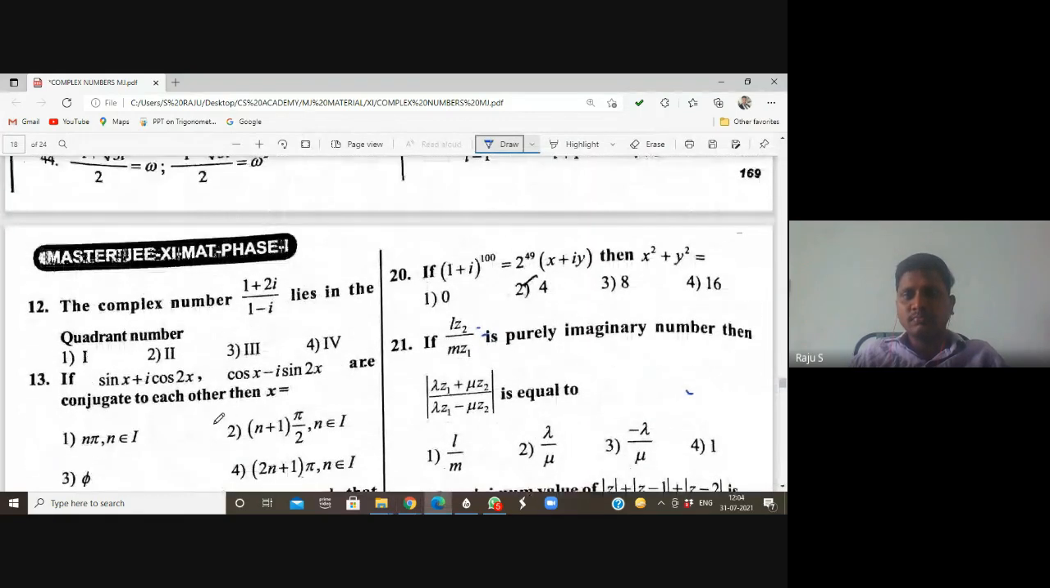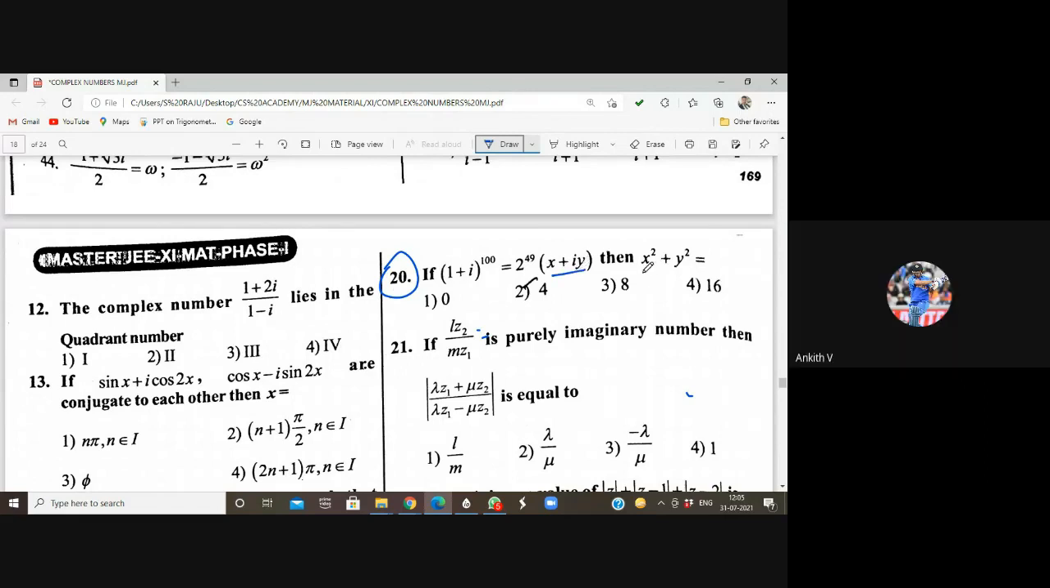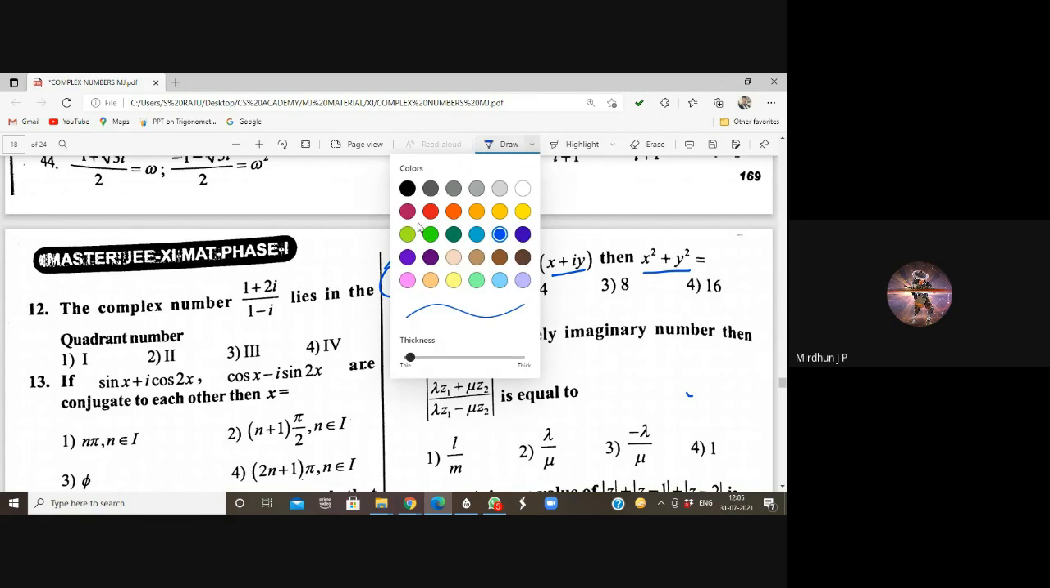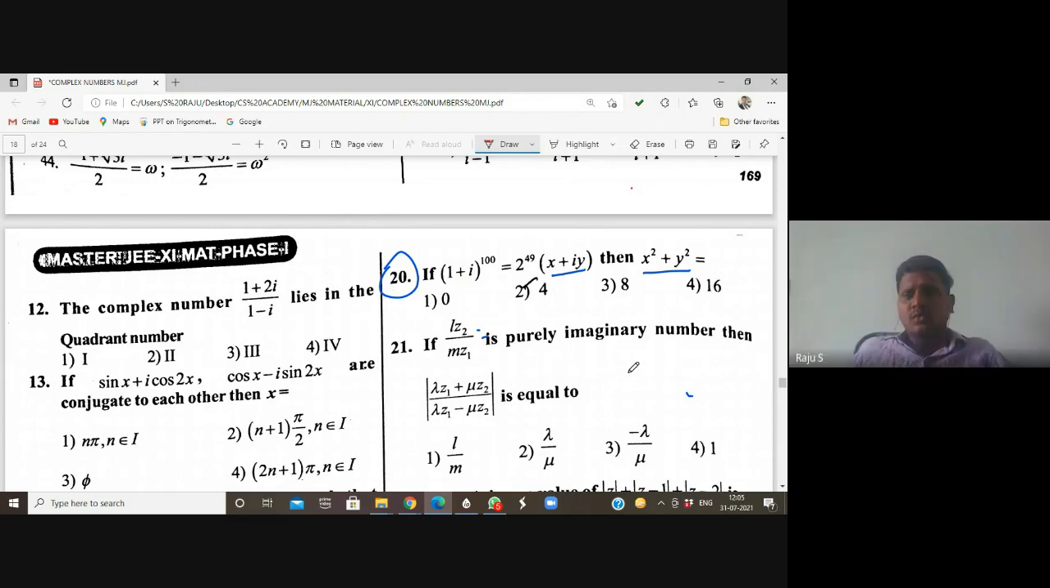Coming to question number 20: 1 plus iota the whole power 100 is equal to 2 to the power of 49 times x plus iy. Sir, 1 plus i the whole power 100 can be written as (1 plus i) whole square to the power 50, which is 2i the whole power 50. So you can do it like that, or else why don't you do it directly?